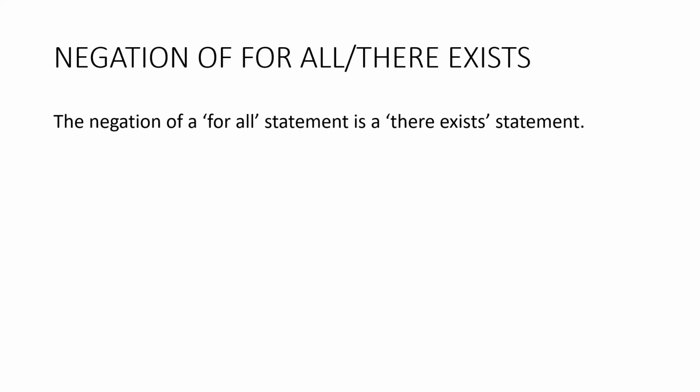The negation of a for all statement is a there exists statement. This says for all n that are real numbers, n squared is greater than or equal to 0. The negation of that is there exists a real number n such that n squared is less than 0. So for all becomes there exists, and I've negated the second part.